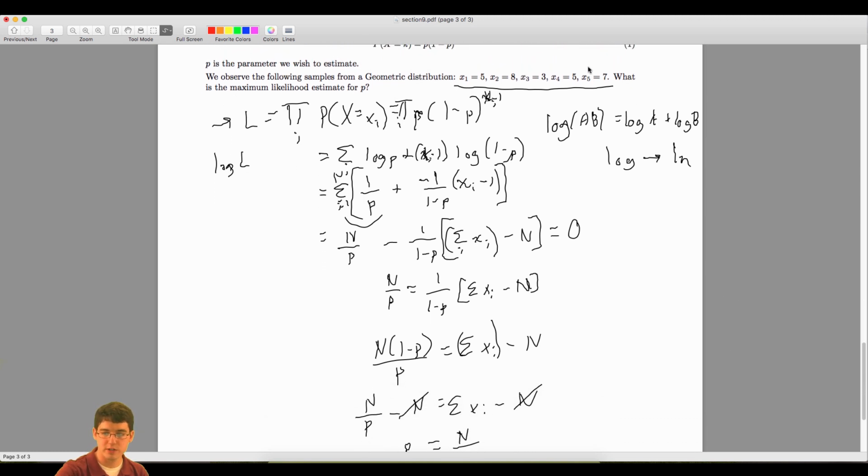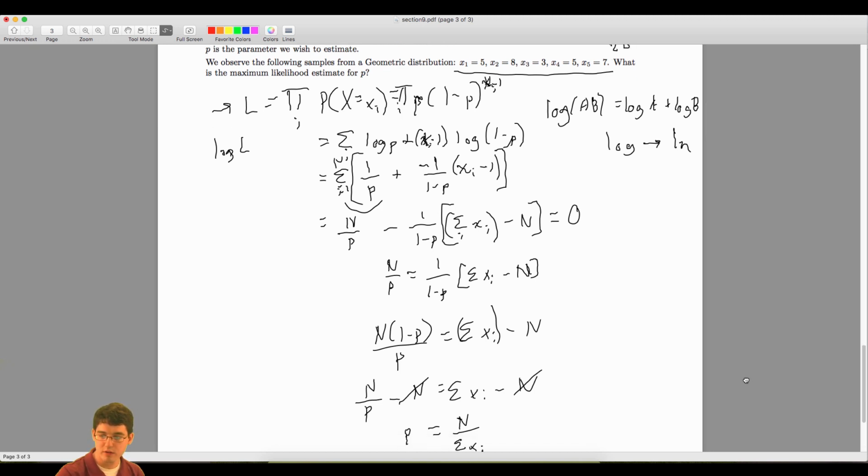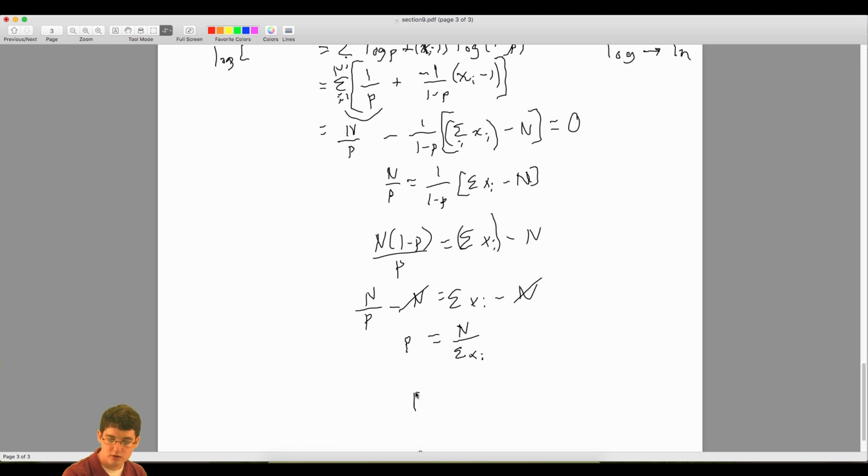Well, what do I need to know? First I need to know the sum. So what is the sum of all these points? We take the 7 and the 3, 5 and 5, and an 8. Well, that's going to be 28. And what's the number of points? Well, there's just 5 of them. So our final answer here is 5, the number of points, divided by the sum of the points, which is 28.